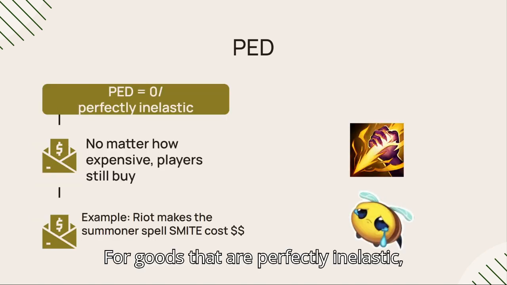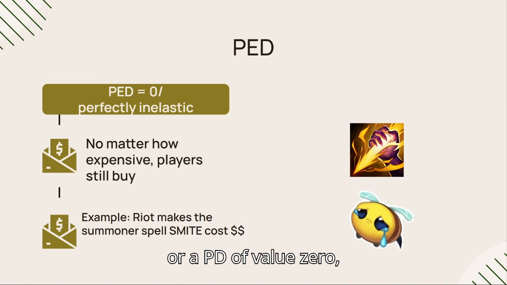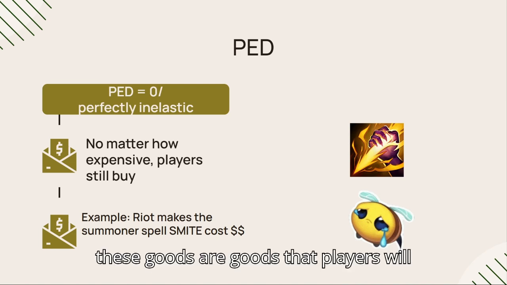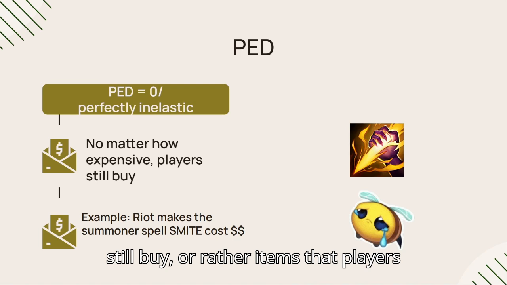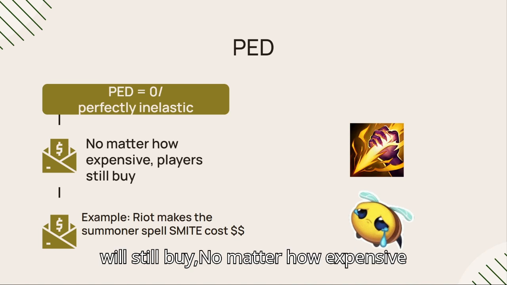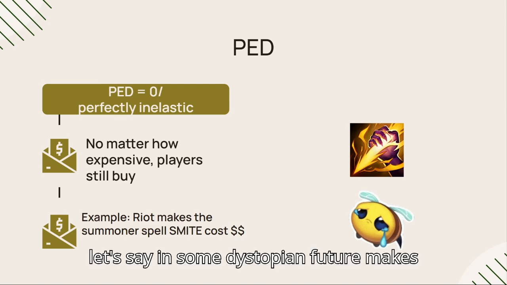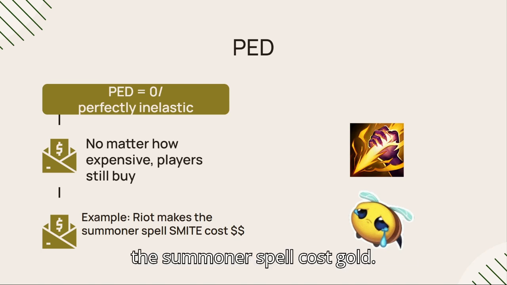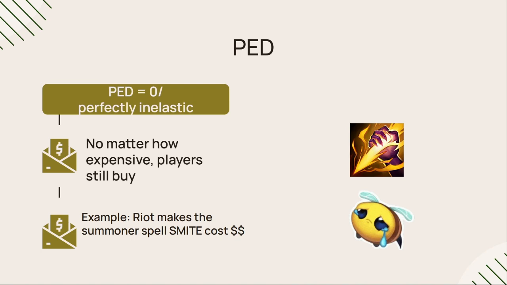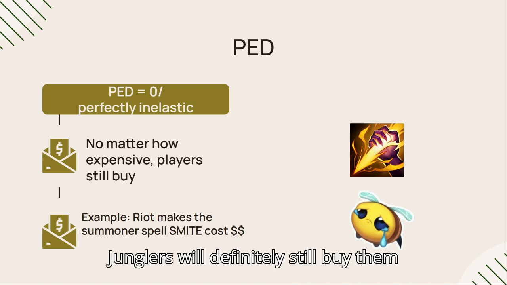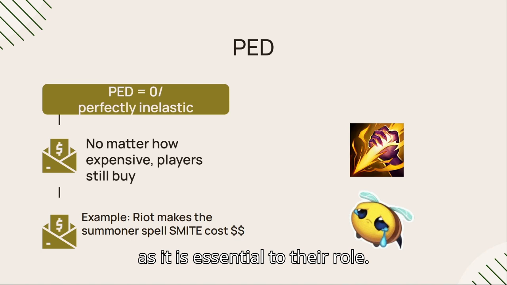For perfectly inelastic goods, or a PED of value 0, these are items that players will still buy no matter how expensive they are. Let's say in some dystopian future, Riot makes the summoner spells cost gold. Junglers will definitely still buy them as it is essential to their role.